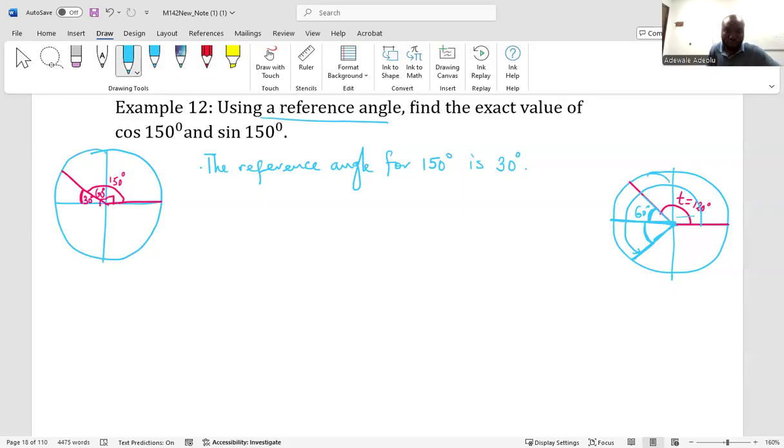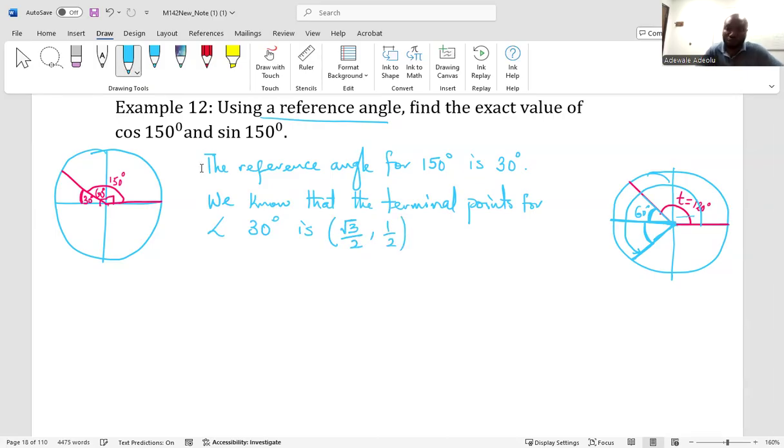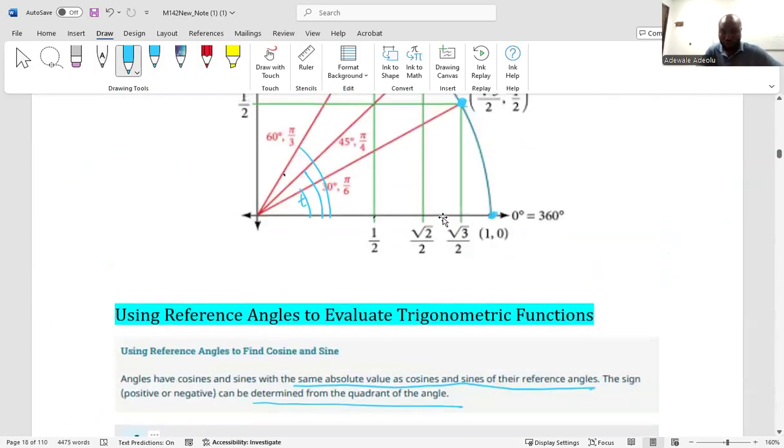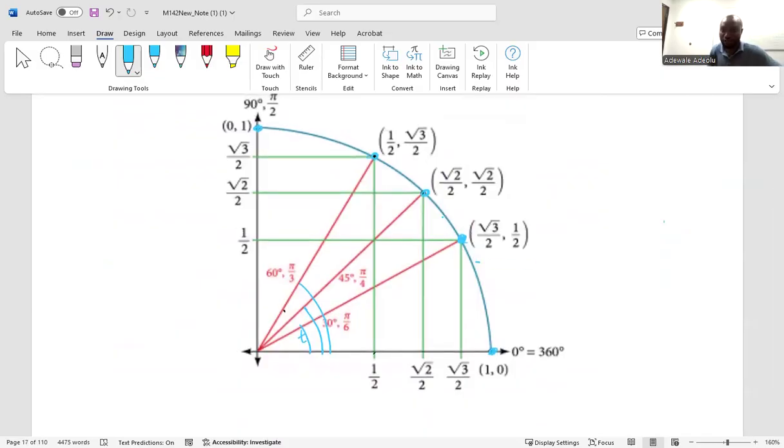Now, what do we do? We know that the terminal point, or the coordinates, the terminal point for angle 30 degrees is, do you remember that? Root 3 over 2, comma, 1 over 2. You should know those important angles of this for 30 degrees, right? So that is the terminal point.